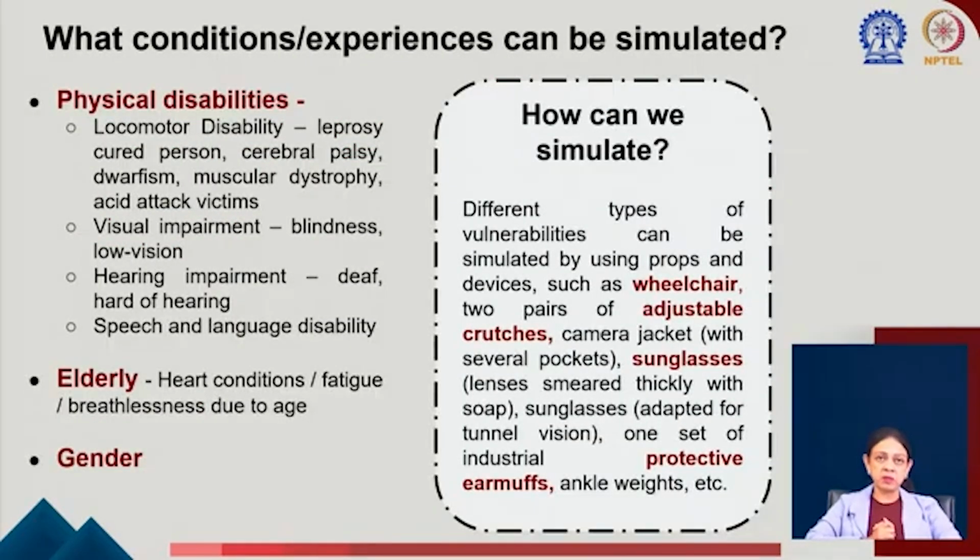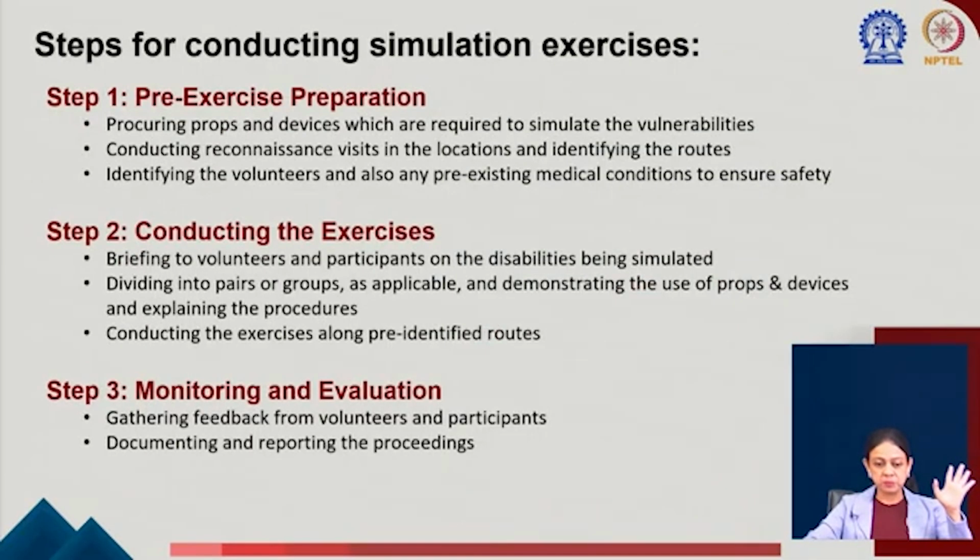So many things can be simulated. It is not possible to simulate intellectual disability. That's not possible. At least I am not aware of how you do that. But locomotor disability, visual impairment, hearing impairment, speech and language disability also, it is possible to simulate. Elderly, gender. So how can we simulate that? With the help of wheelchair, adjustable crutches, sunglasses. So we'll see how we have done. I'll just show you some photographs. Not much talking, we'll just see some photographs now.